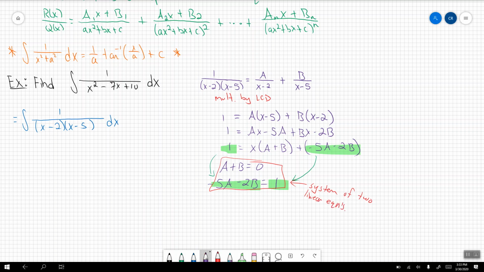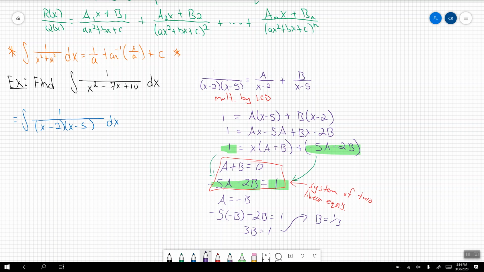So let's solve. All right, we have to find a and we have to find b. Well, using the first equation, we get that a is equal to negative b, which means that we get negative 5a, which is negative b, so negative 5 times negative b minus 2b is equal to 1. Negative times a negative is a positive. This means that 3b is equal to 1. Naturally, this will produce that b is equal to 1/3. Nice. So we get that b is equal to 1/3.